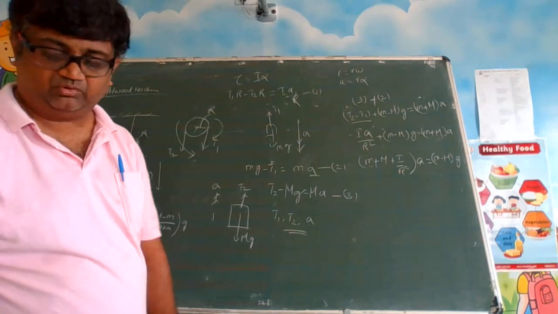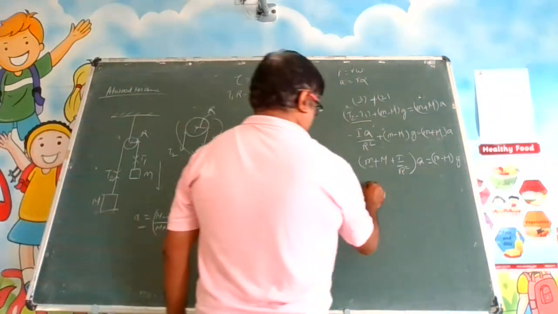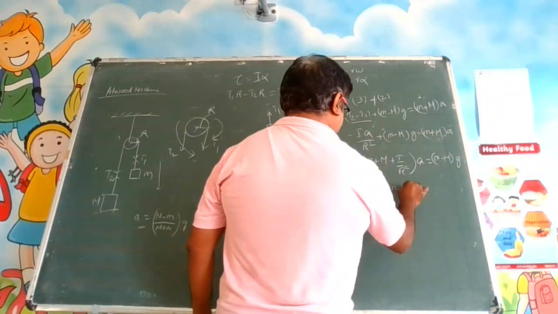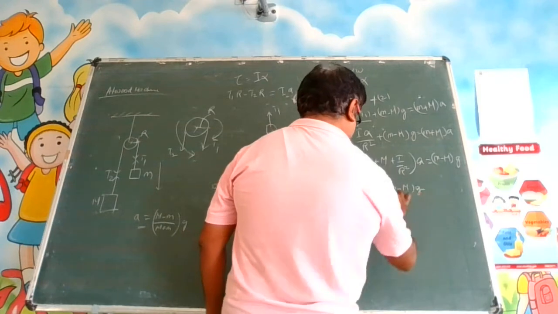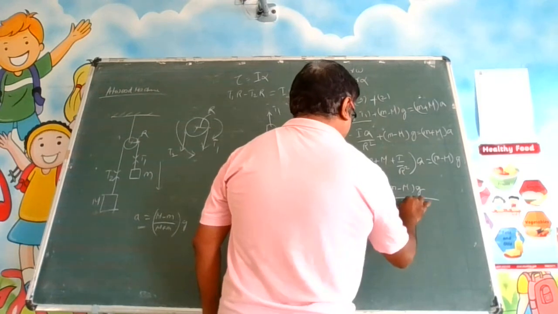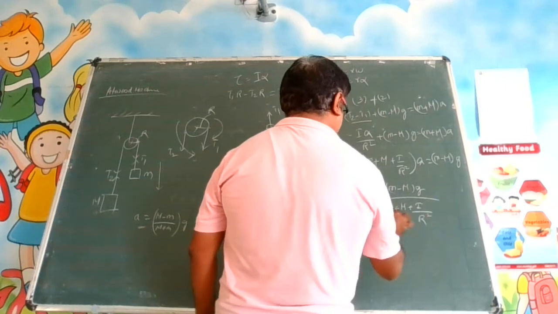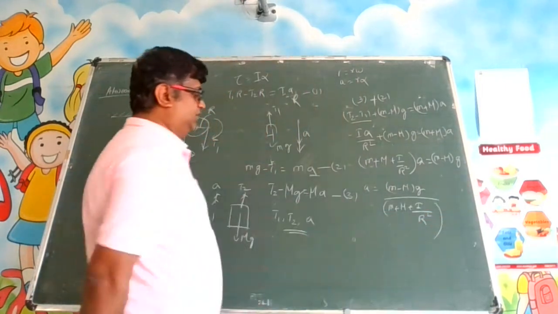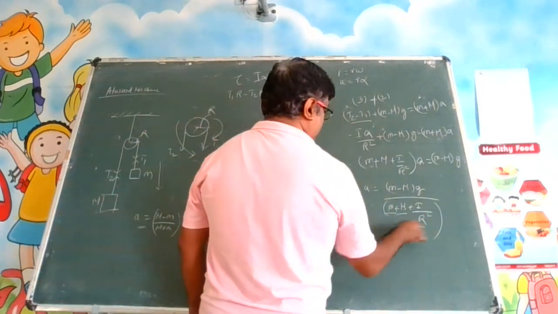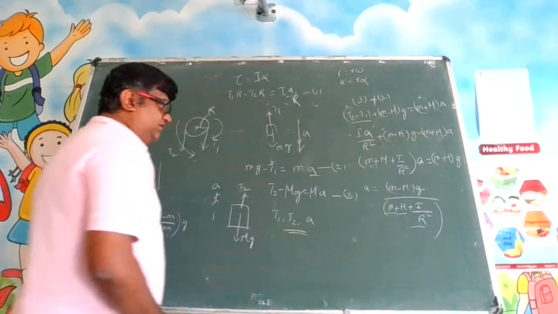Simple mathematics, you can do yourself. So from here I am going to get the expression for a: (M minus m) into g divided by (M plus m plus I by R square). This is the expression. So M is known, capital M is known, R is known, I is known. You can calculate the value of a.